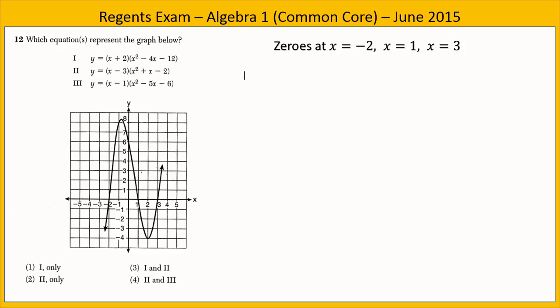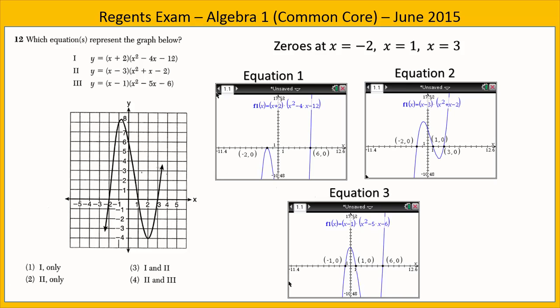We can do this graphically using the graphing calculator or algebraically by factoring. If we use the graphing calculator, what we do is we put each of the equations into the graph and look at the zeros. The zeros for equation 1 are at -2 and 6. Those aren't the correct zeros, so equation 1 is out. Equation 2 has zeros at -2, 1, and 3. Those are the same zeros, so equation 2 could be used to represent the graph. That's a possibility. How about equation 3? Equation 3 has zeros at -1, +1, and 6. Nope, that's not correct.